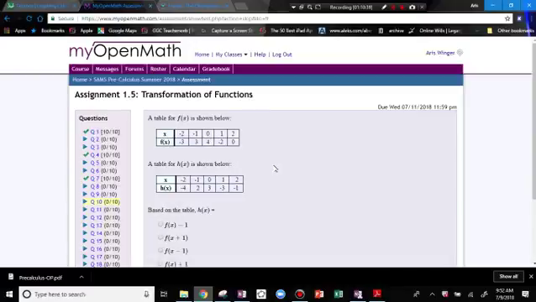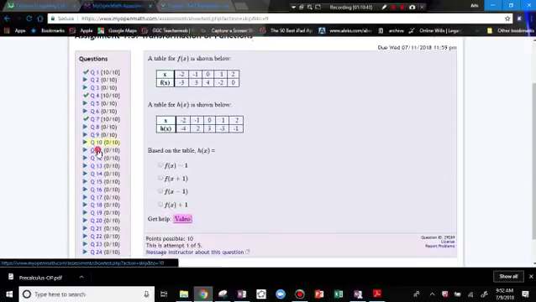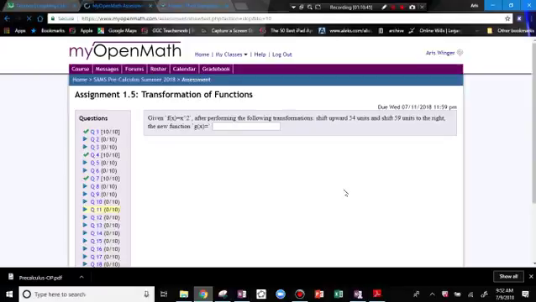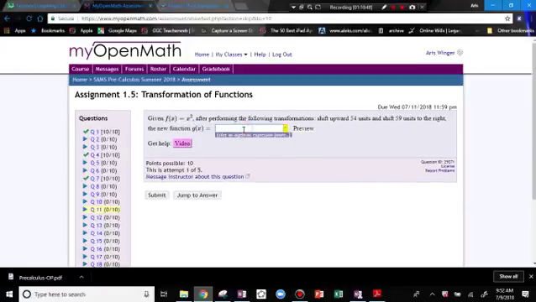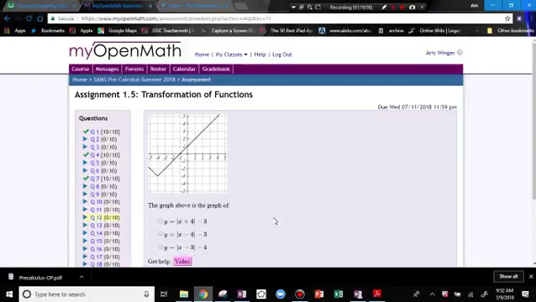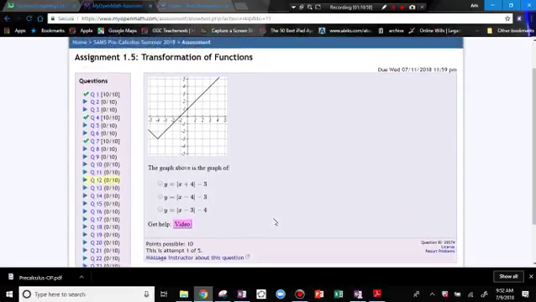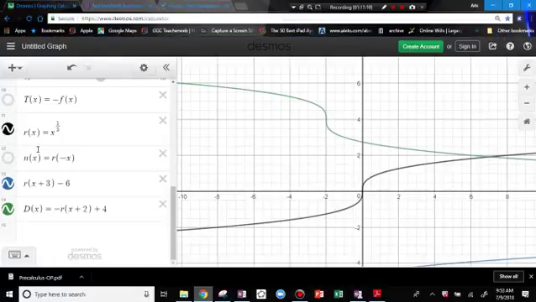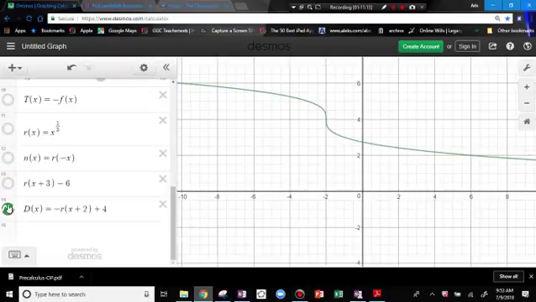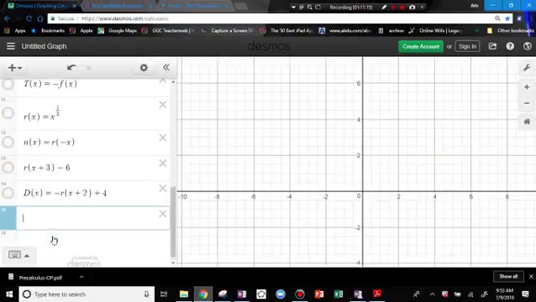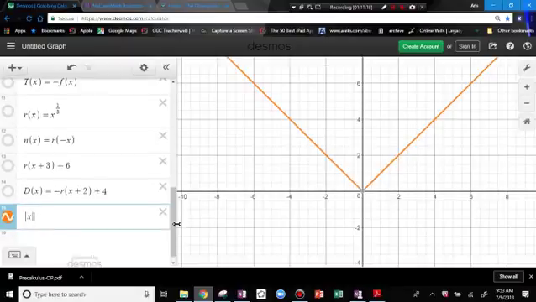Ten. Same exercise. 11. Up 54, 59 to the right. You can write that one. Which one is that? All right, so this one requires that you know what the absolute value looks like. We know what the absolute value looks like, right? It's just the V. Its vertex is at the origin. Absolute value of x, there it is.